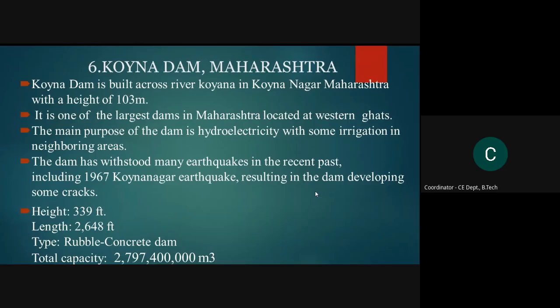You should be able to give at least 5 names. Okay. So this Koyna Dam is situated in Maharashtra. Koyna Dam is built across river Koyana in Koyananagar, Maharashtra, with a height of 103 meter.